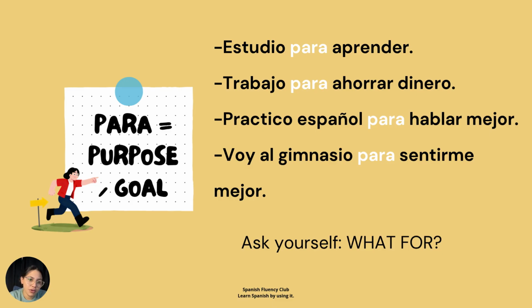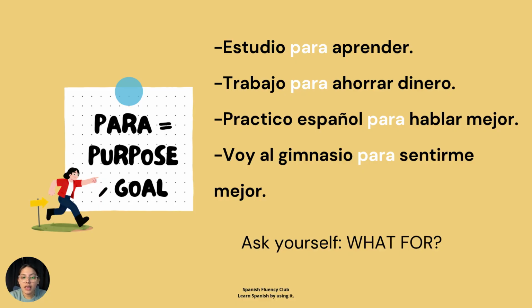Probably the most important use of para is purpose. "Estudio para aprender." I study in order to learn. Why do I study? Well, be careful here. We're not really talking about the cause, we're talking about the goal. What do I study for? To learn. Another example. "Trabajo para ahorrar dinero." I work in order to save money. My goal is saving money.